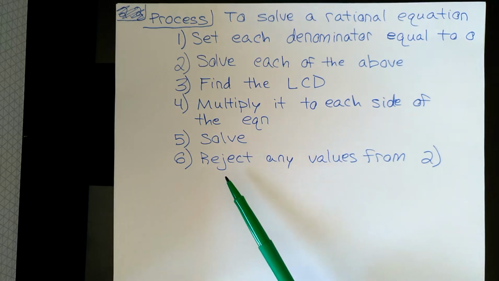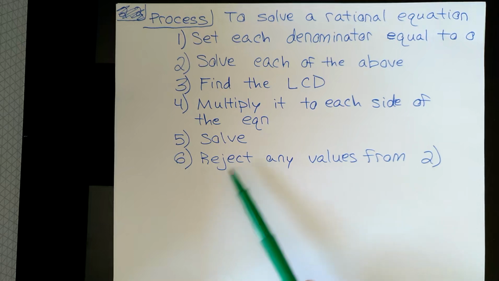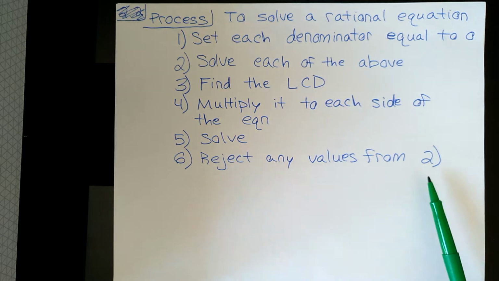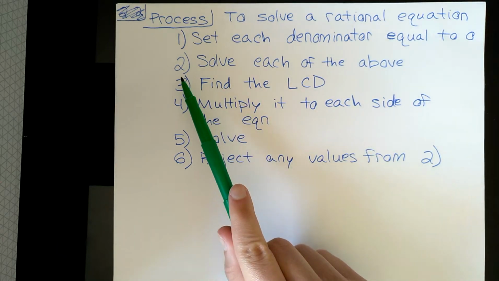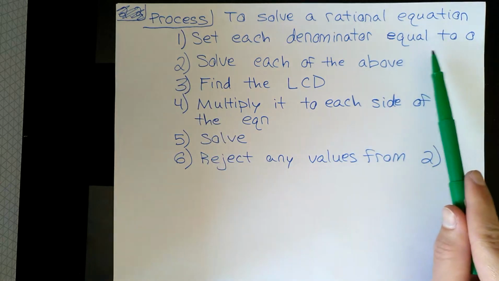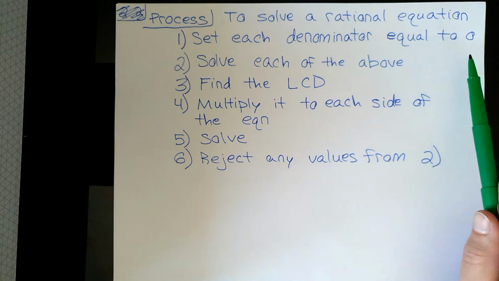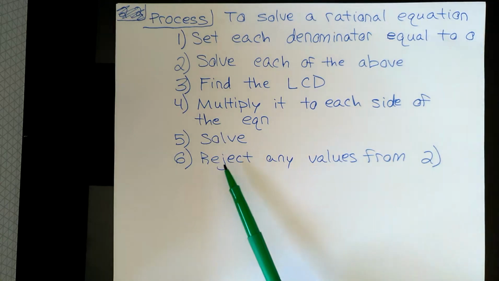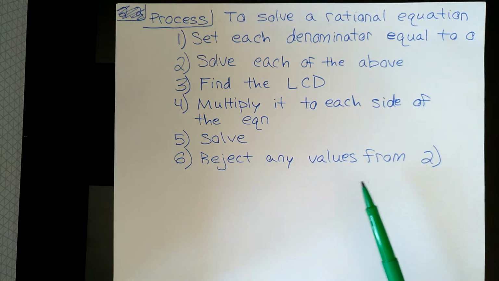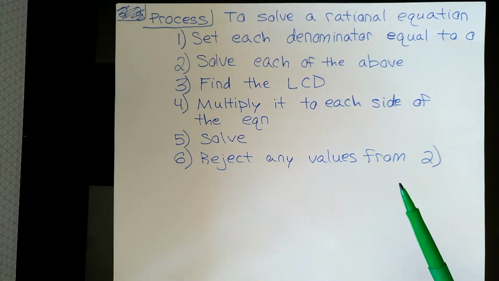And finally, once we've solved, we will then reject any of our solutions from step 5 that match our solutions from step 2. Note that steps 1 and 2 gave us all of the values where our denominators could equal 0. By rejecting any of those values, we're saying we cannot allow division by 0 to be one of the answers, as that's impossible.